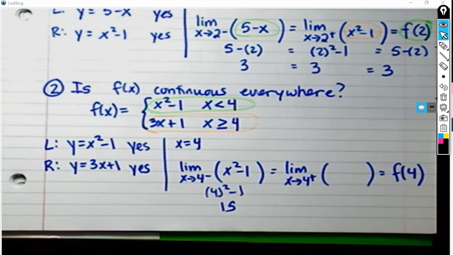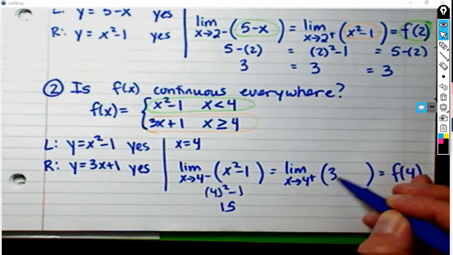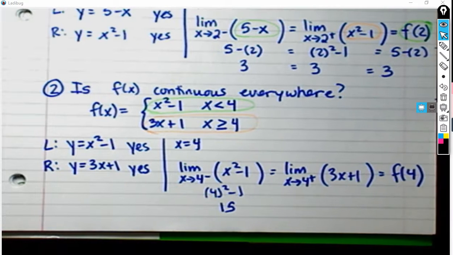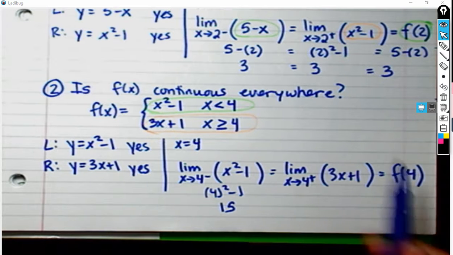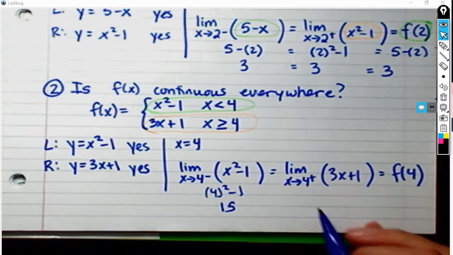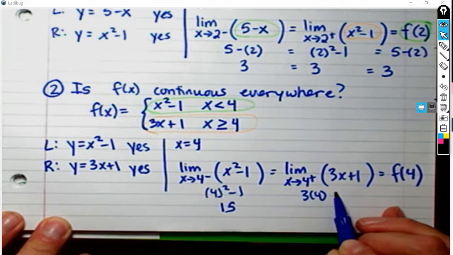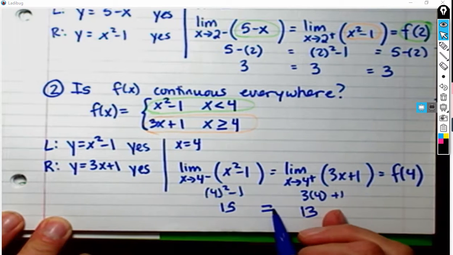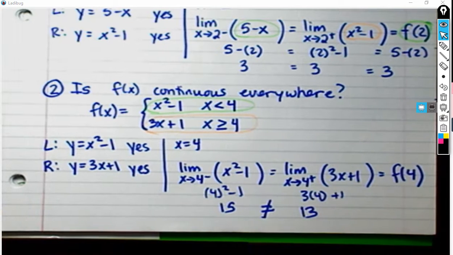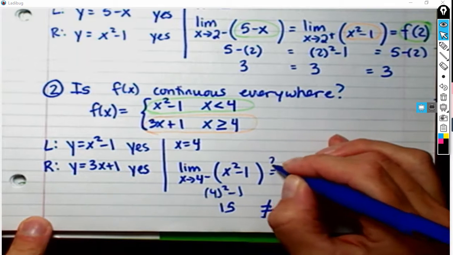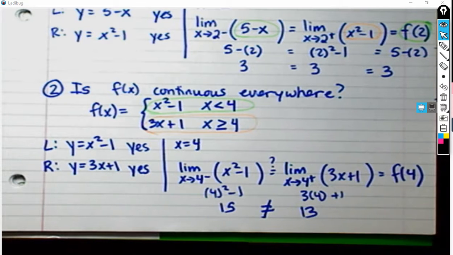Addie, which one is the right side? Yep, 3x plus 1. Colin, what do you get when you evaluate the right side? You get 13. So we get 13. 15 is not equal to 13. When I set up the statement, it was more of a question mark. I don't know if they're equal. Okay.